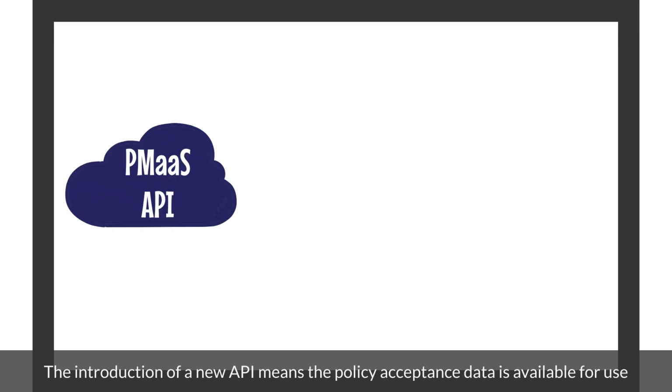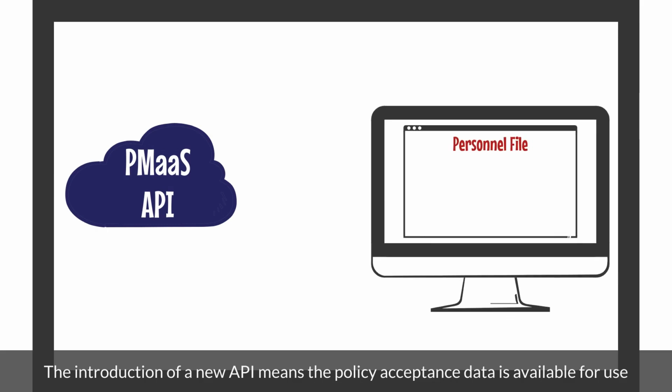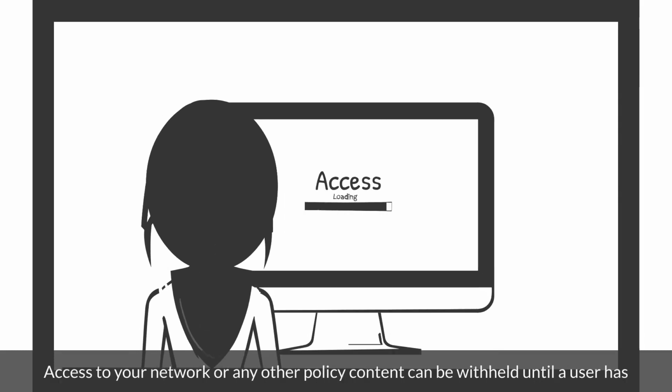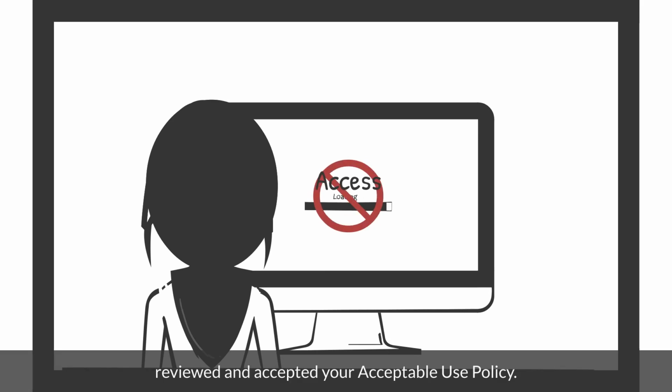The introduction of a new API means the policy acceptance data is available for use in your third-party applications for people or learning management. Access to your network or any other policy content can be withheld until a user has reviewed and accepted your acceptable use policy.